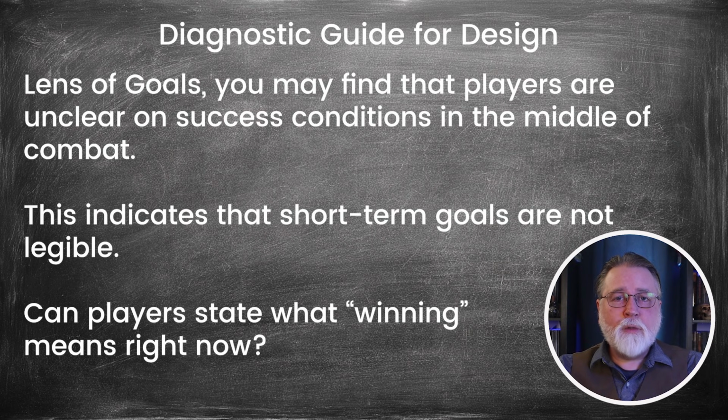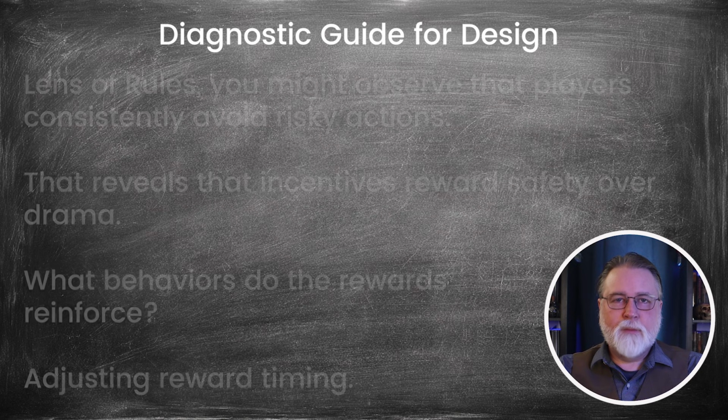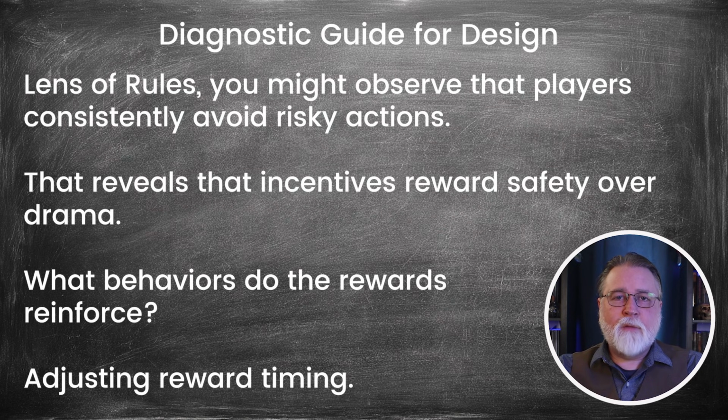Through the lens of goals, you may find that players are unclear on success conditions in the middle of combat. This could indicate that short-term goals are not legible. So one diagnostic question might be, can players state what winning means right now? A possible adjustment is adding explicit encounter objectives beyond simply defeating enemies. Using the lens of rules, you might observe that players consistently avoid risky actions.